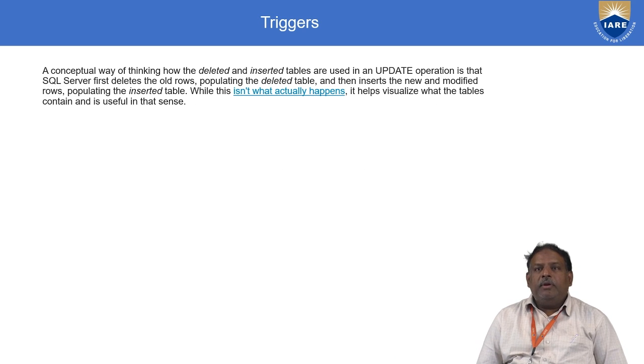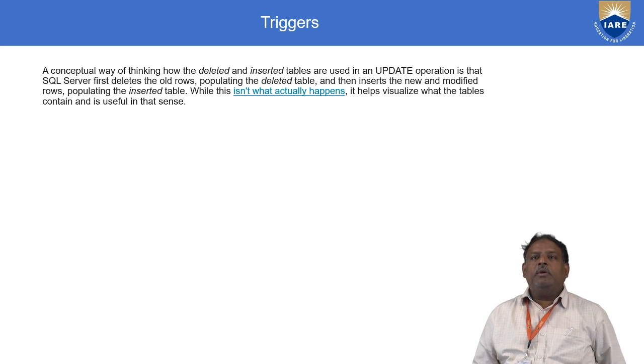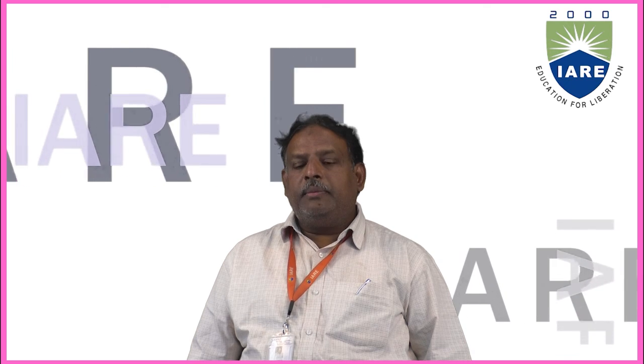A conceptual way of thinking about how the deleted and inserted tables are used in an update is that SQL Server first deletes the old rows, populating the deleted table, then inserts the new and modified rows, populating the inserted table. While this is not what actually happens, it helps visualize what the tables contain and is useful in that sense. Thank you. This completes the trigger part.